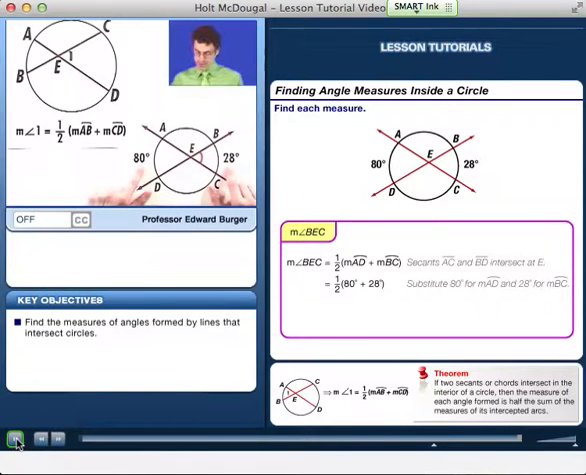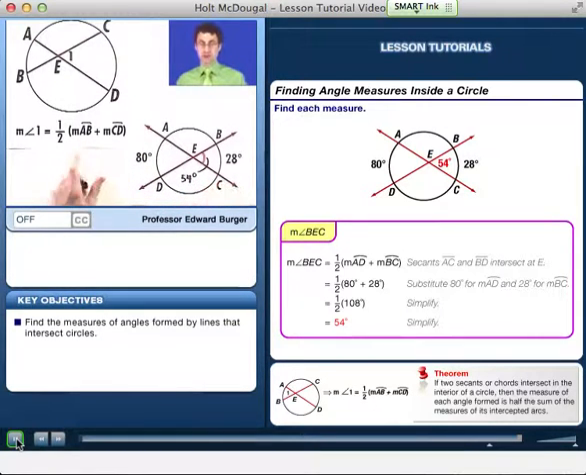So if I add them up, you can do mental math and see that I get 108. And if I divide by 2, half of 108 would actually be 54. And so I can see immediately that this angle right here is 54 degrees. And so using this formula, we actually can develop even greater insights into different angles inside of circles.